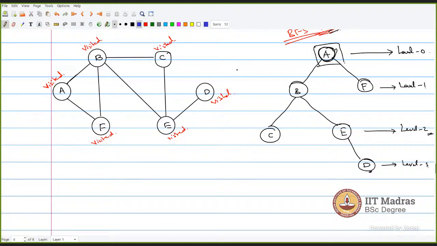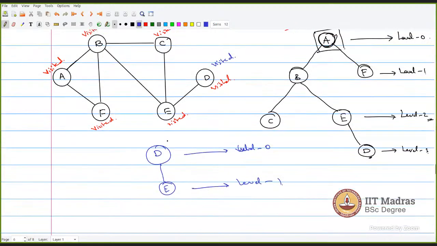We can draw that BFS tree also. So now D is visited. Now we take D in level 0. Now we will see the neighboring vertices of D. Only E is there. So E comes in level 1. Now E, I will mark it as visited. Then C and B come in level 2.